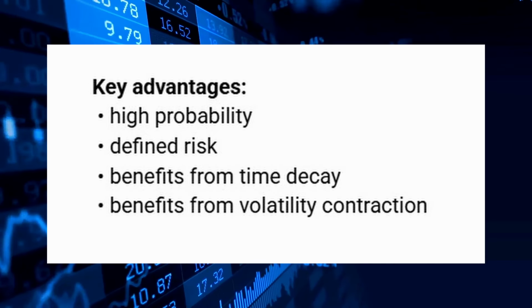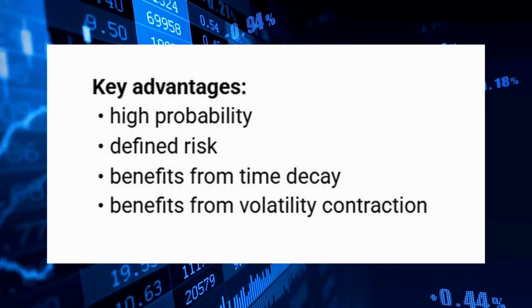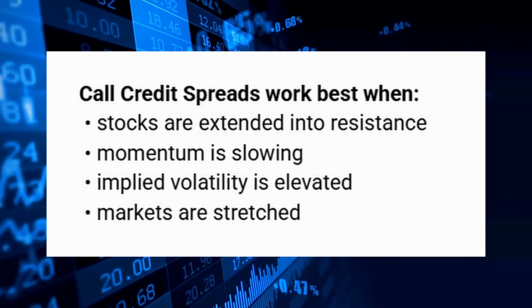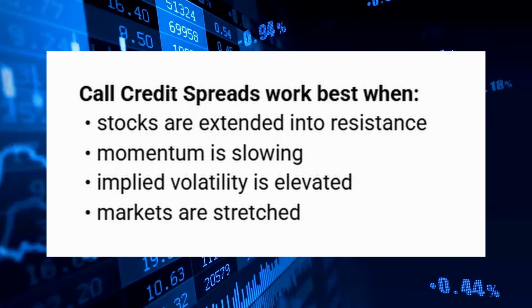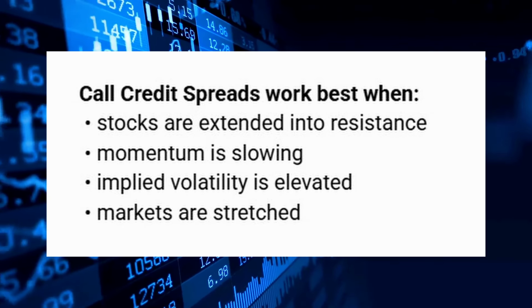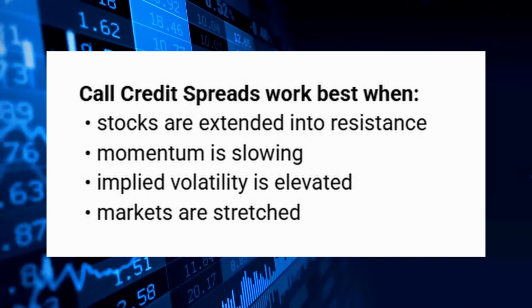Now, it benefits from volatility contraction as well. So you want to put these on when implied volatility is pretty high. And call credit spreads work best when stocks are extended into resistance and momentum is slowing. Implied volatility is elevated, like I said, and markets are stretched. This balances your portfolio and lets you make money in both directions.